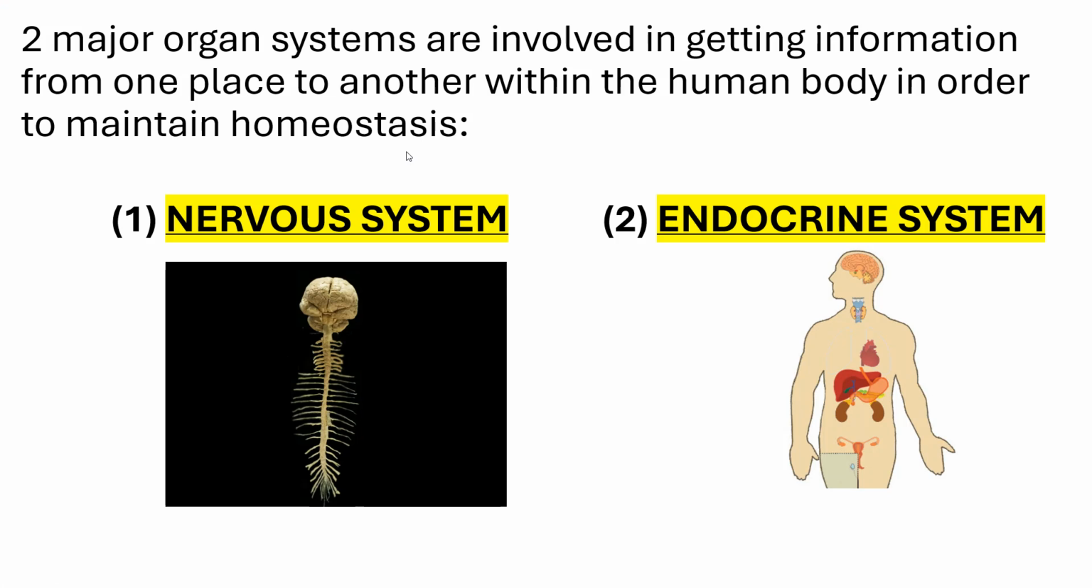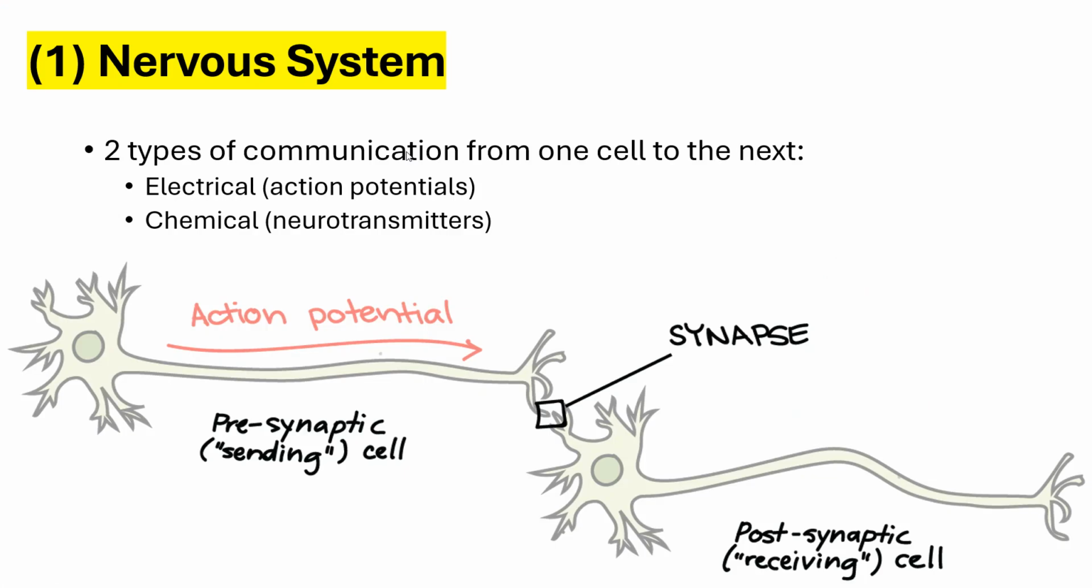We learned this back in A&P 1, but just to recap, these are the two organ systems involved in maintaining homeostasis. Now, they do go about it differently. For instance, the nervous system's type of communication is going to go from one cell to the next. Remember, this is an electrochemical signal. The electrical part is the action potential that moves down the axon, down this part of the cell right here. When it gets to the axon terminal, you get the chemical signal.